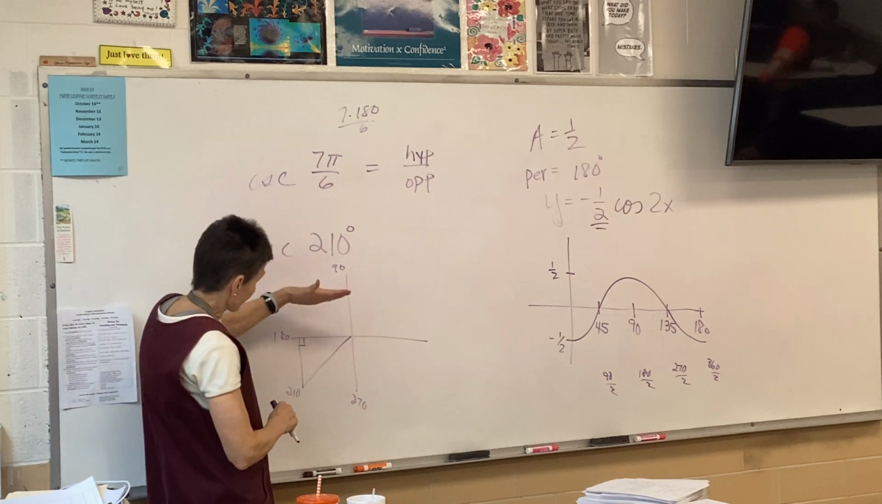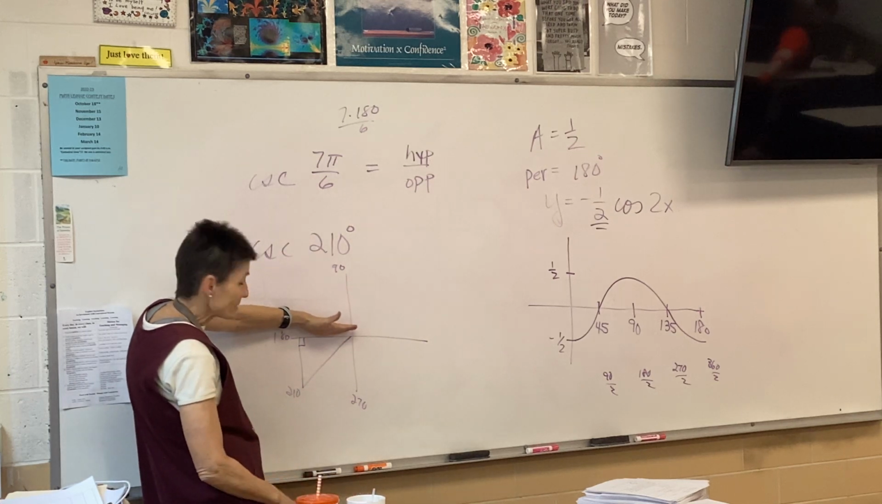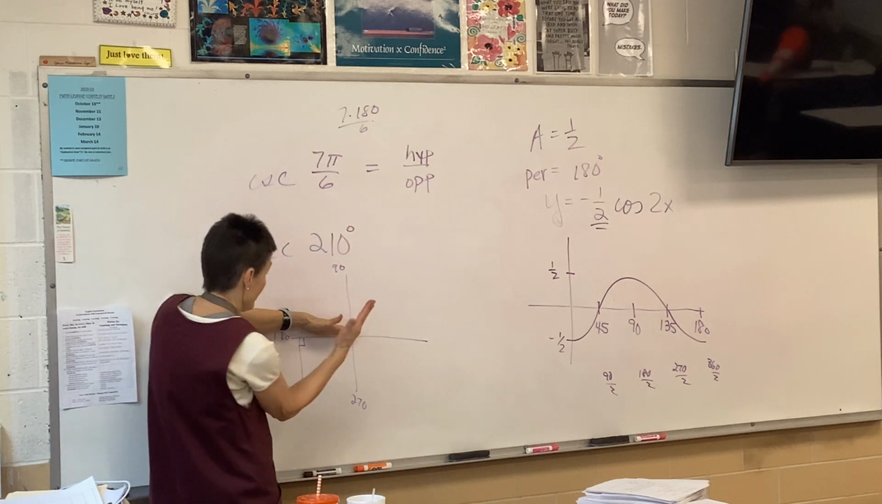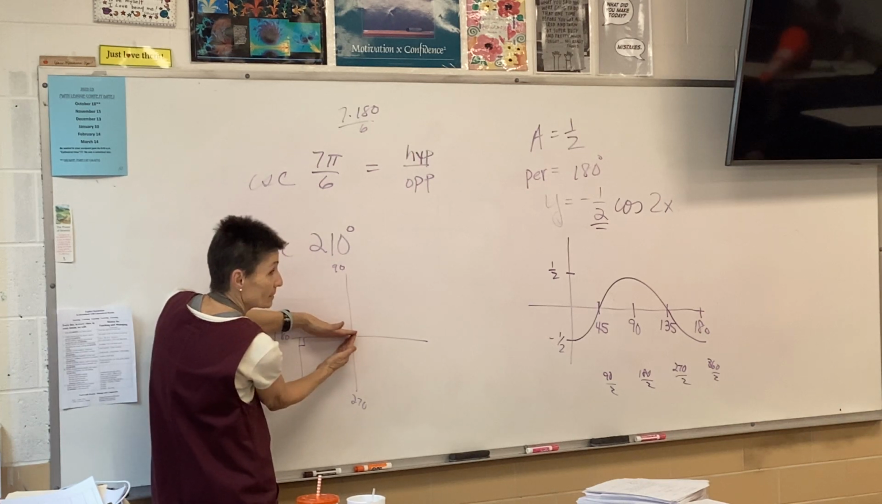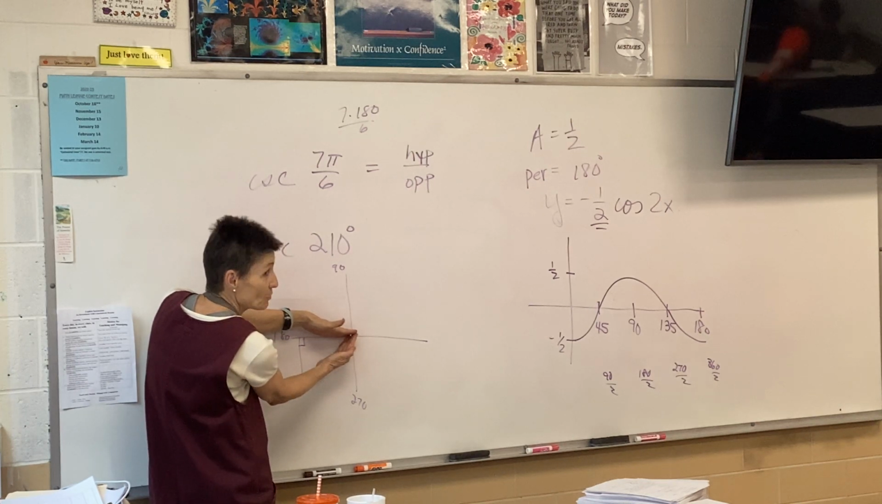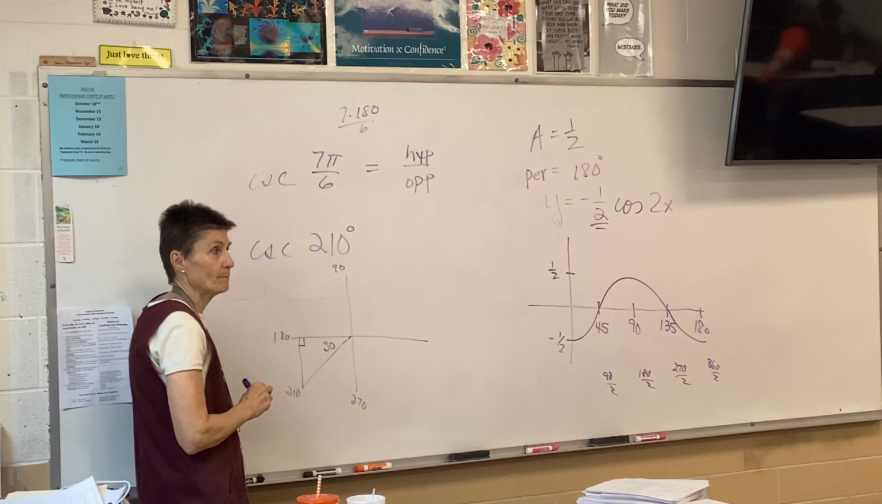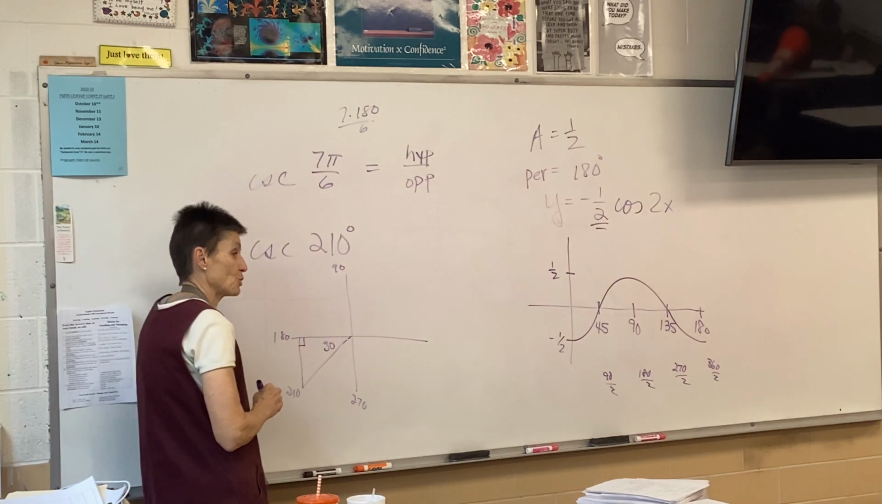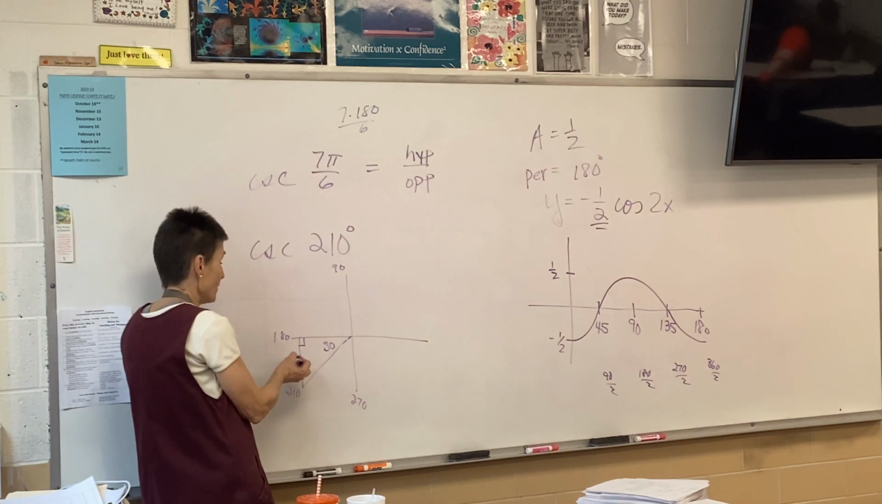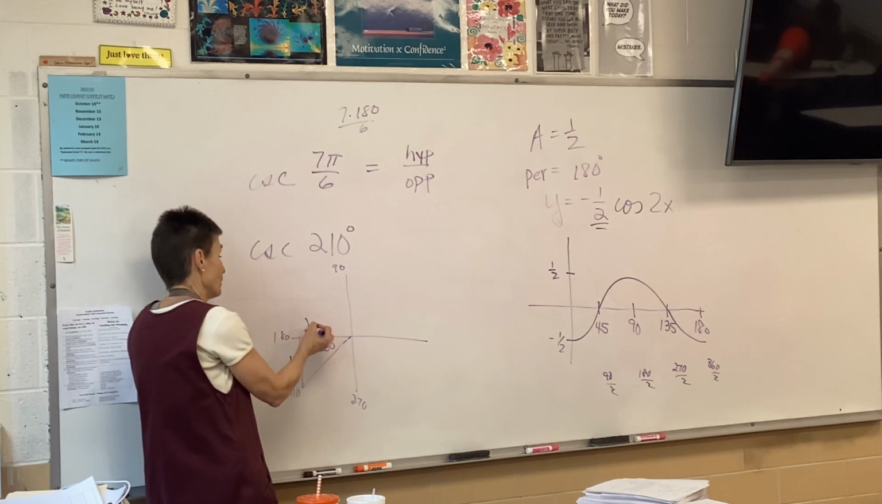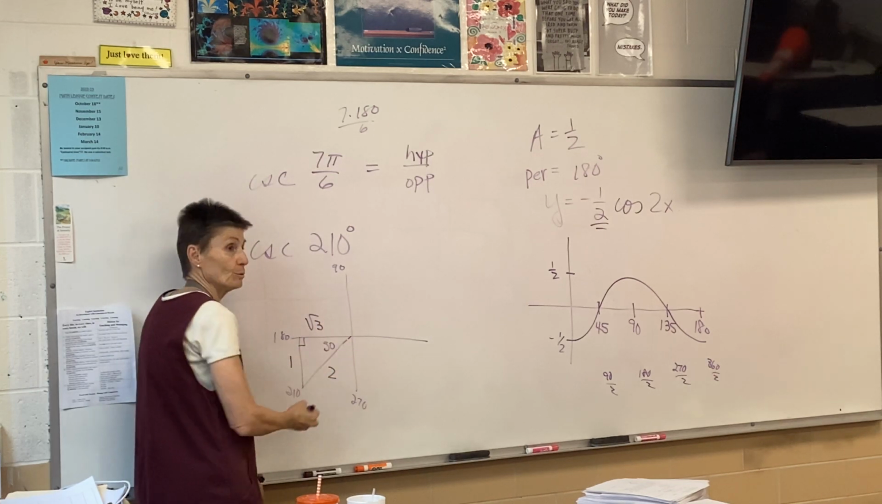Xavier, this hand's at 180. This hand's at 210. What's that angle in between my two hands? 30. See how easy that is? That's 30. Girls, if that's 30, then this is 1, root 3, and 2.